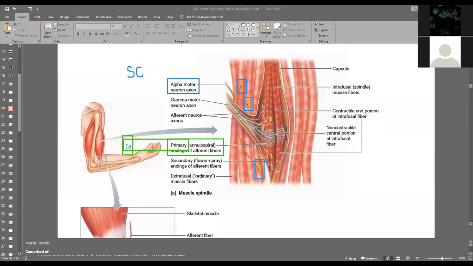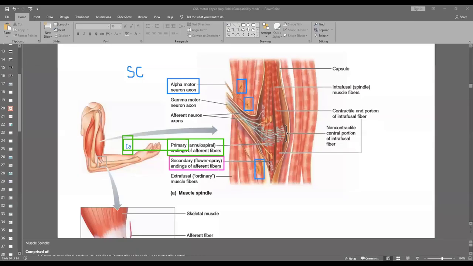Okay. Good. So we know one type of sensory innervation now. Let me keep this here. Let me change the color. Let's pick some bright color. Let's pick the pink color. Now, let's look at the second type of sensory innervation. It's called secondary flower spray endings of afferent fibers. As you can see, these innervations are pretty descriptive and for good reason. So you see that this is what he's talking about. Can you see the pink?